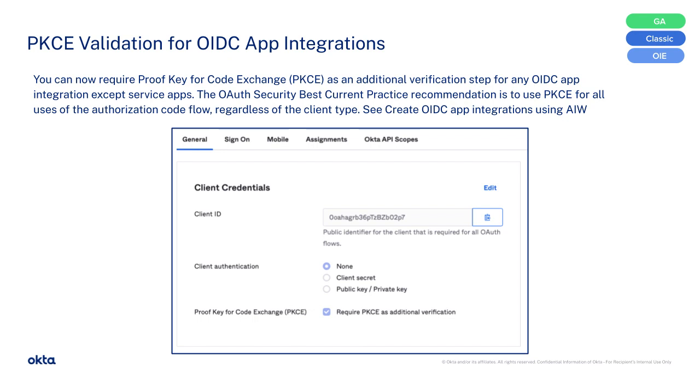Next, we have more on PKCE validation for OIDC app integrations. You can now require proof key for code exchange as an additional verification step for any OIDC app integration, except service apps. The OAuth security best current practice recommendation is to use PKCE for all uses of the authorization code flow, regardless of the client type. See Create OIDC app integrations using AIW.